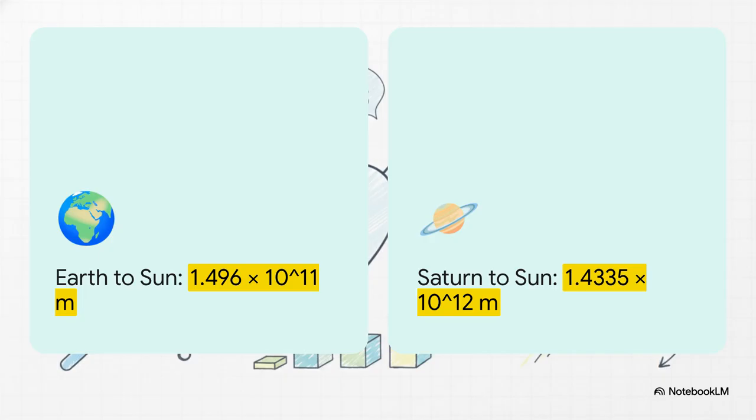Here we're comparing distances from the sun. The Earth is 1.496 times 10 to the 11th power meters away. Now look at Saturn, 1.4335 times 10 to the 12th power meters. Because we're using exponents, you don't have to sit there counting zeros to see the difference. You instantly see that Saturn's distance has an exponent of 12 compared to Earth's 11. That tells us right off the bat that Saturn is a whole order of magnitude further out. Exponents literally let us grasp these terrifyingly massive planetary gaps in a single glance.